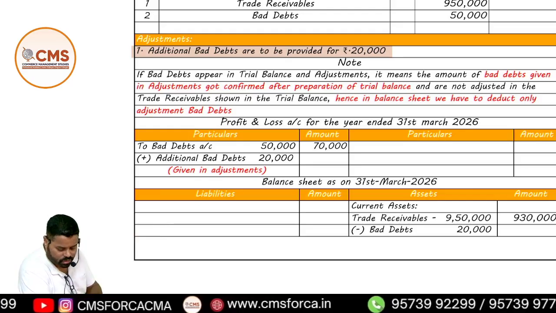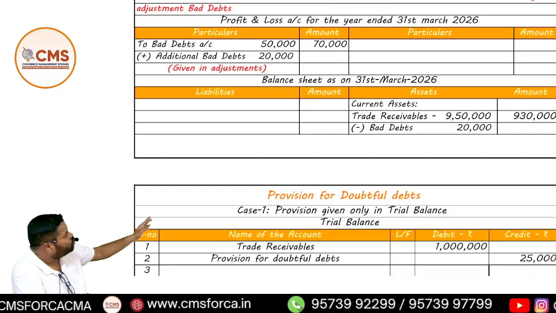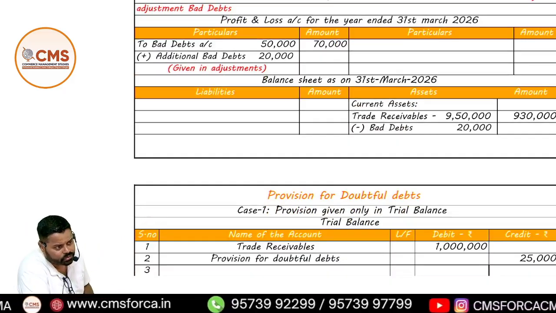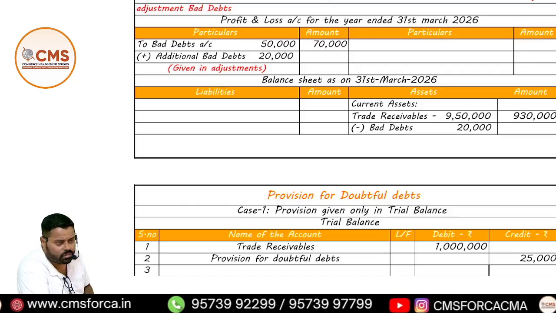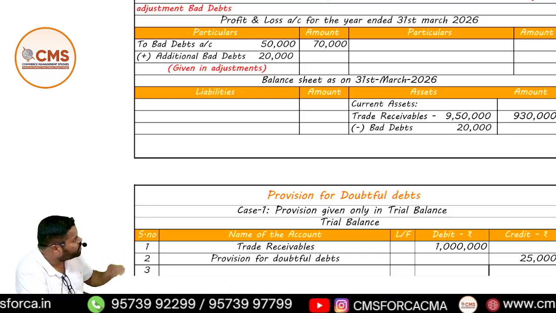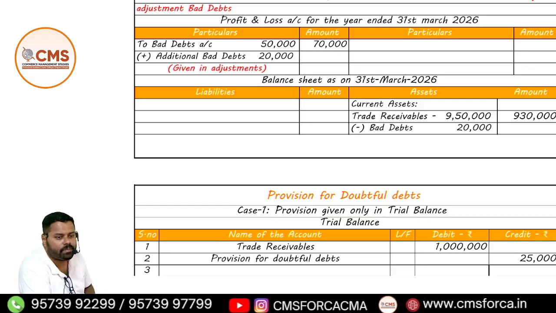adjustment bad debts. So look at your profit and loss account. Now there is a change. Bad debts, 50,000. From where did you bring that 50,000? Trial balance. And to that, add additional bad debts of 20,000 given in the adjustment. Outer column will show a total of 70,000 rupees as bad debts.